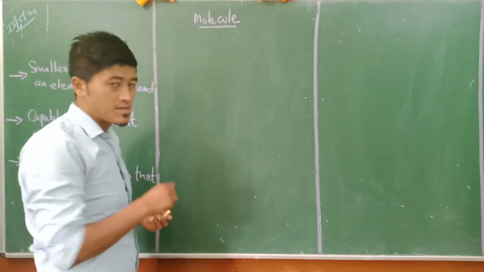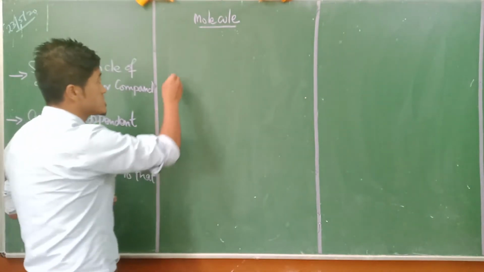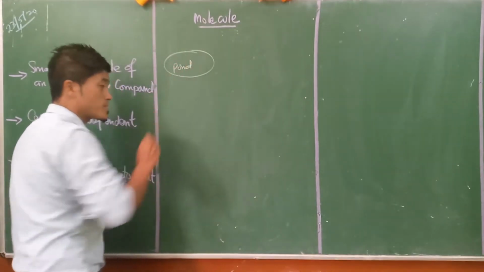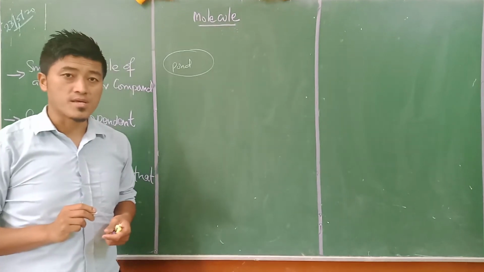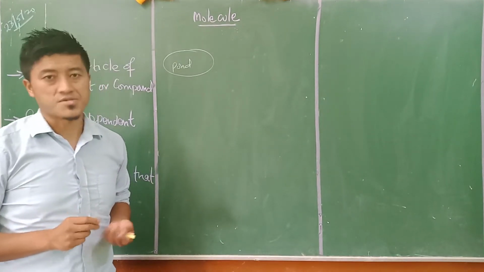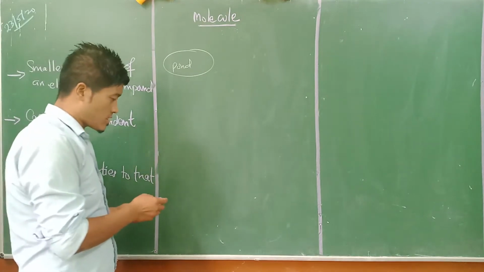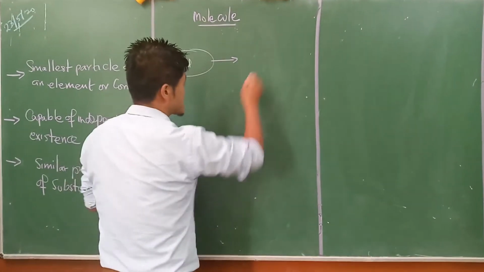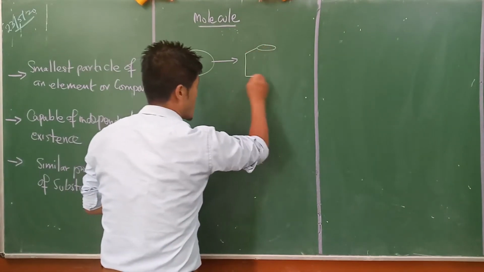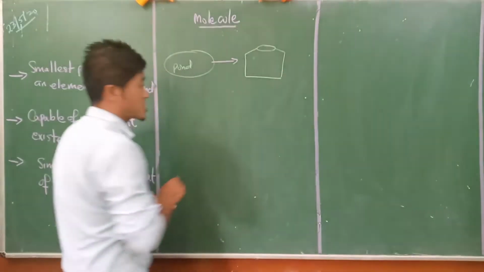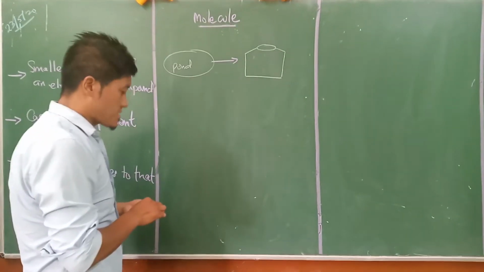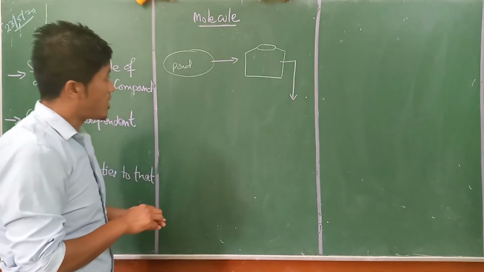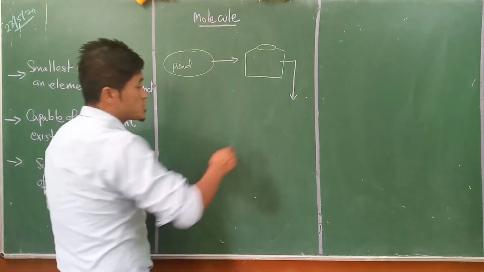Regarding the molecule, I will use one analogy first. Let's say this is a pond. Normally, what is present inside the pond? There is water. Now, if we extract some of the water from the pond into a tank, let's say this is a tank here, and I'm further going to transfer the water from the tank to another portion here.